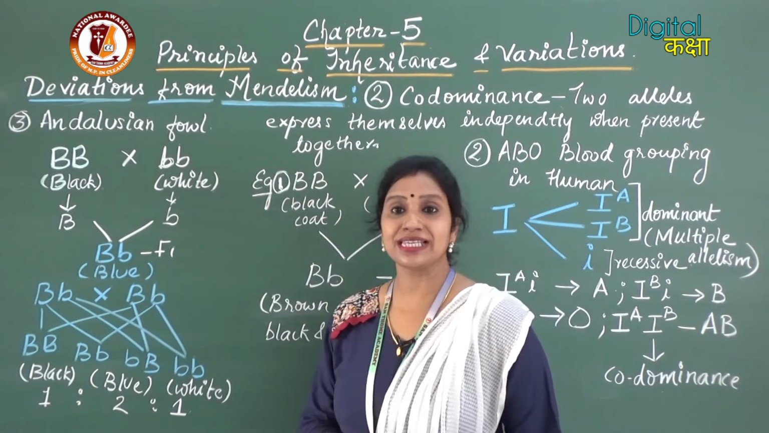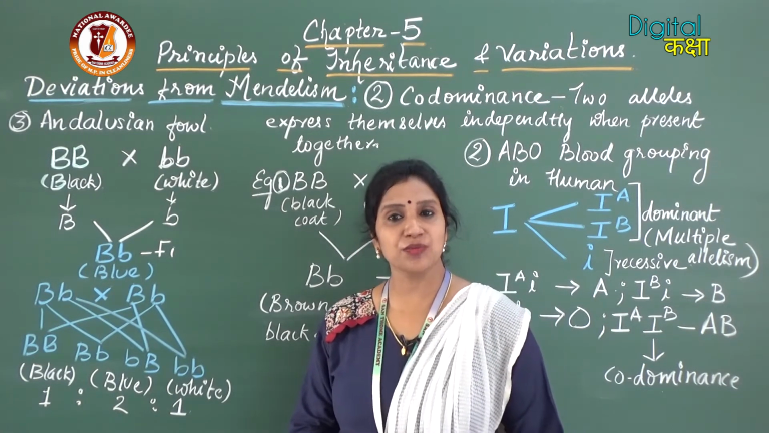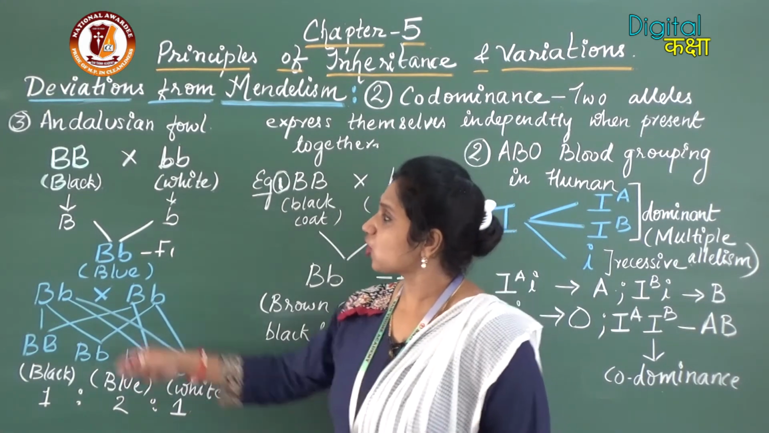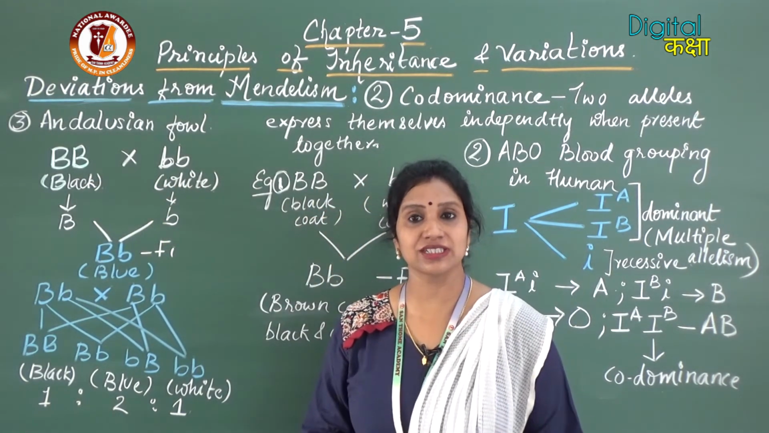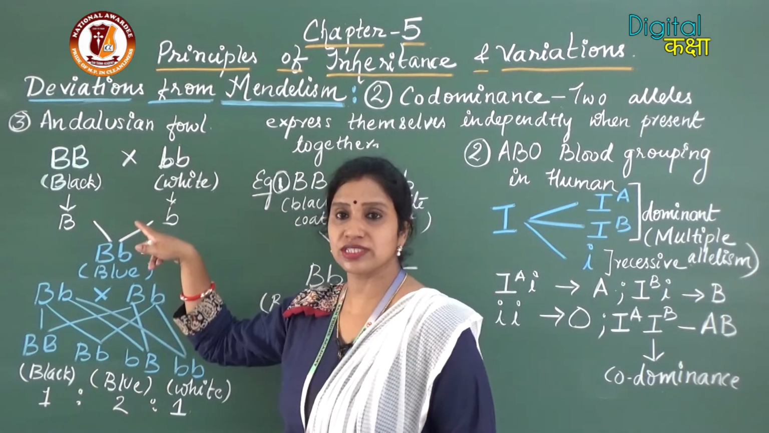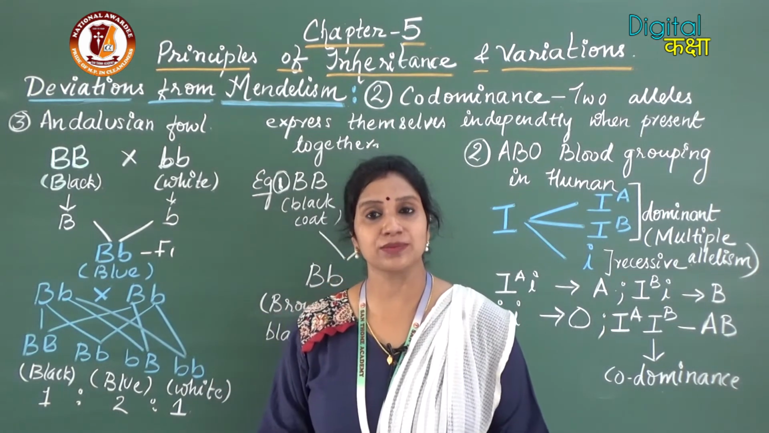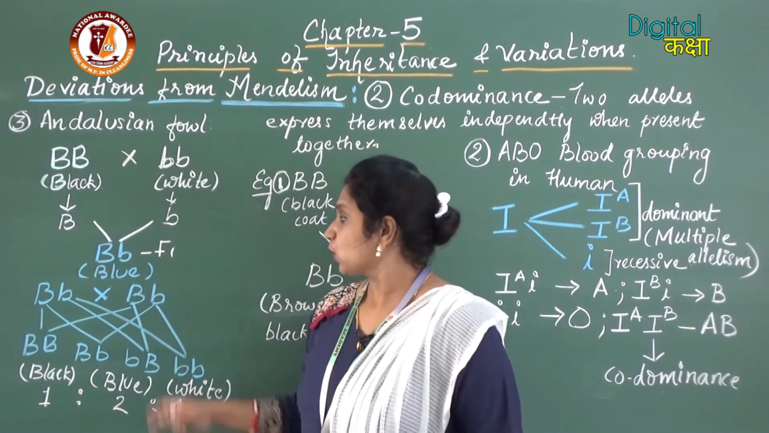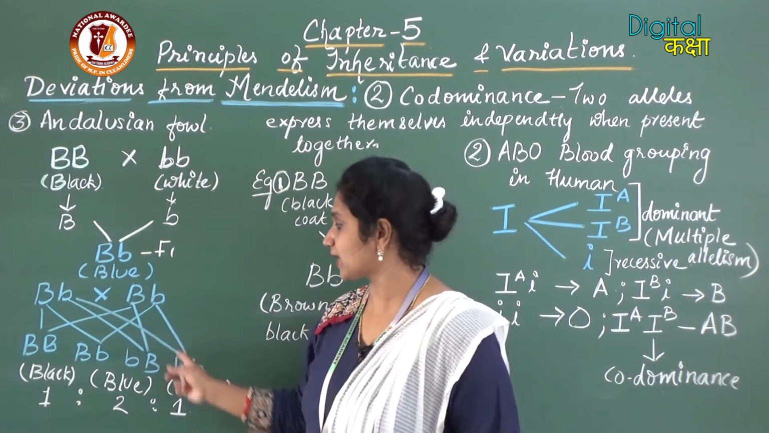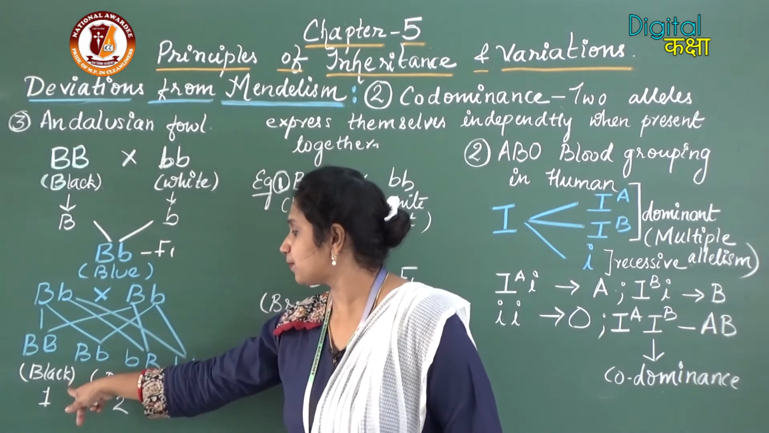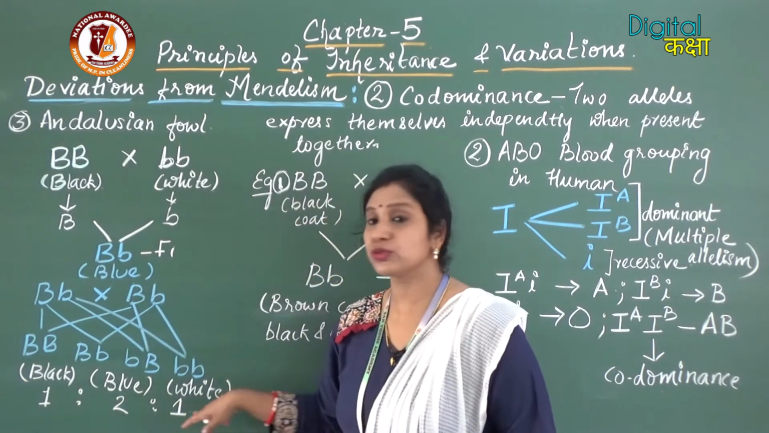The second example, in case of animal, is Andalusian fowl. It is a type of hen. So here the dominant is the black colored fowl and the recessive is the white colored fowl. You know, when they are crossed with each other, in the F1 generation blue colored fowl is obtained. Now when you cross the F1 generation, you can again see that you will get black, blue and white colored fowls in the ratio 1:2:1.